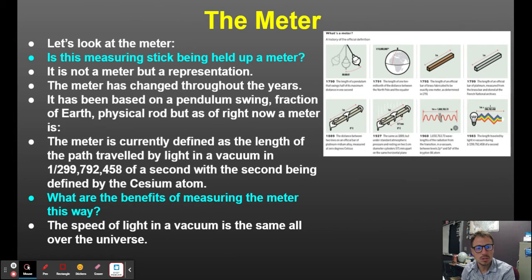The meter has gone through some changes. It used to be 1/10 millionth of the distance between the equator and the North Pole. Then it was based on something physical, and now it's defined by how fast light travels in a vacuum in a certain amount of time, and that time is measured by that cesium atom. So it's based on something universal.